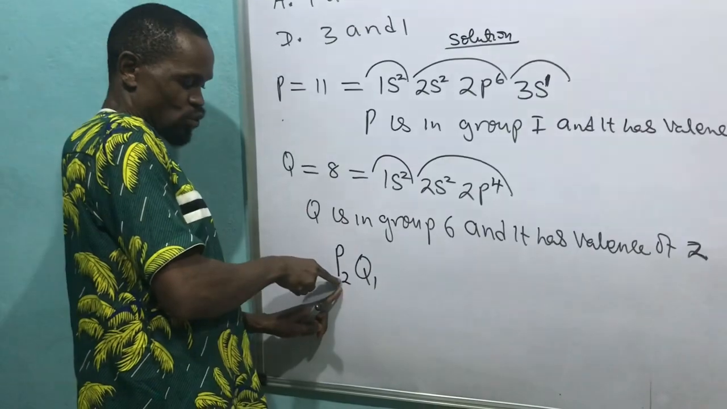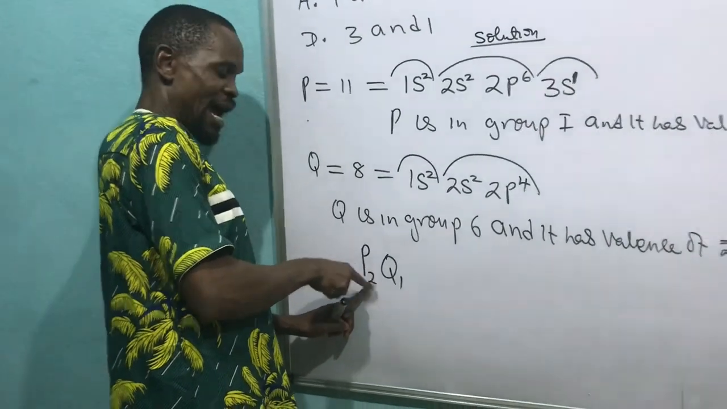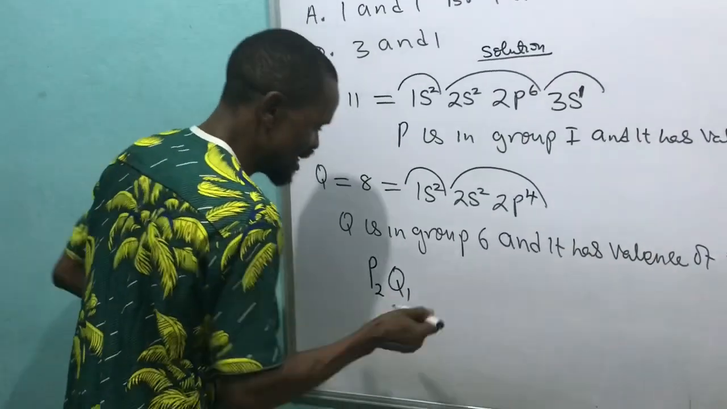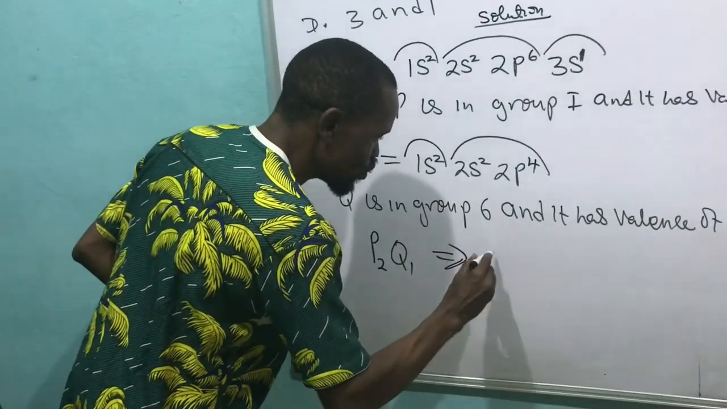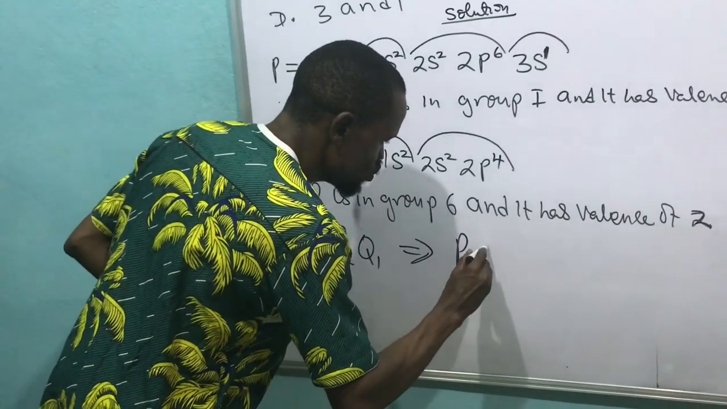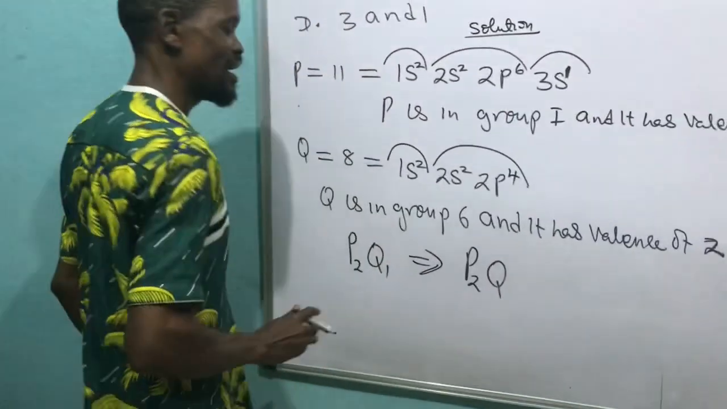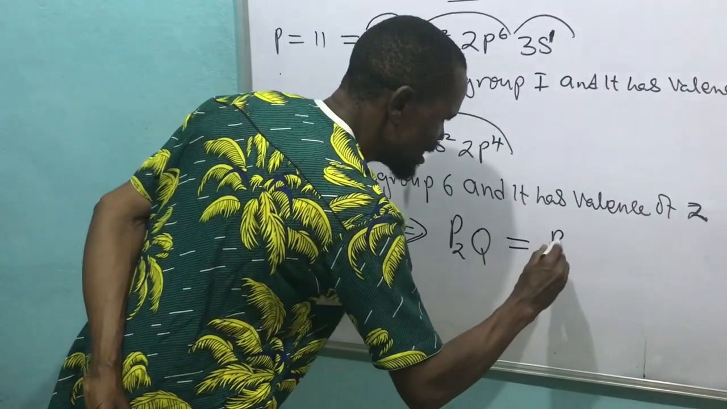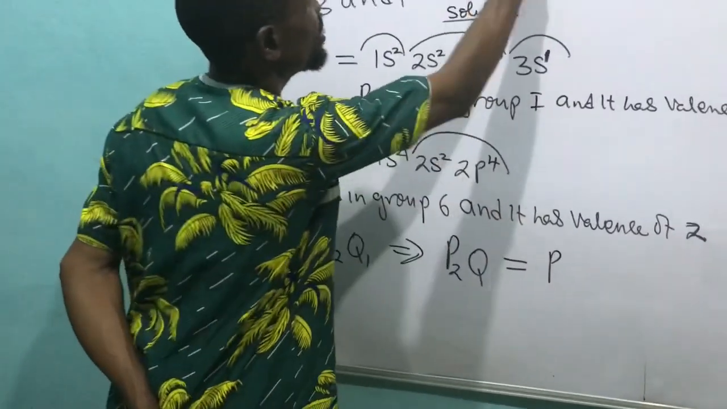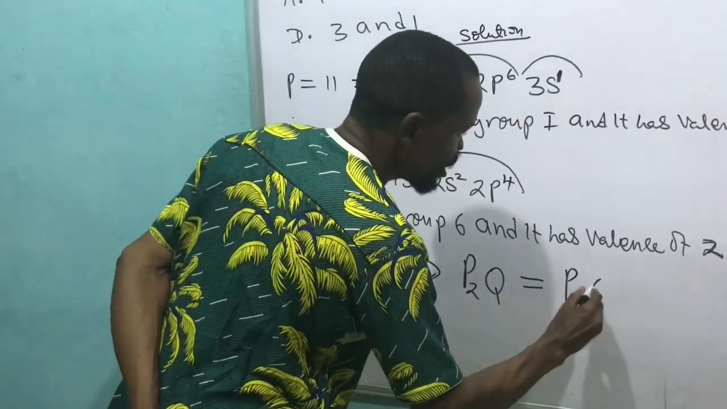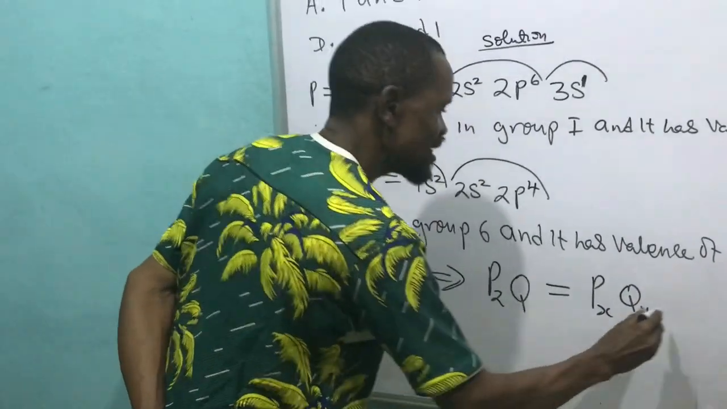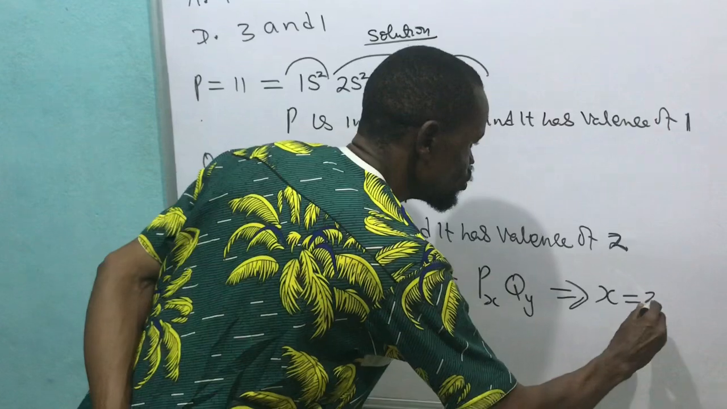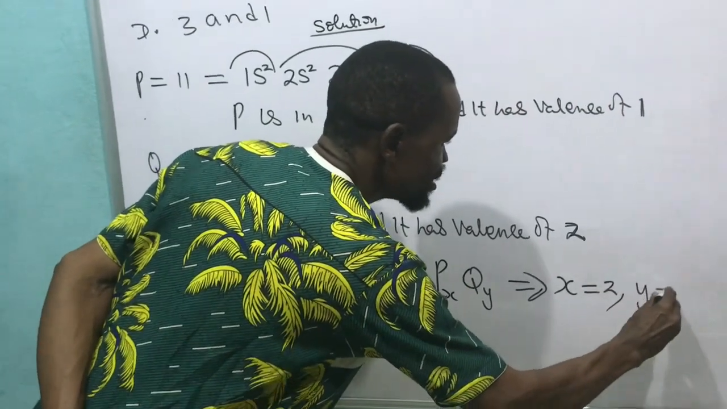Then the 2 will go with P, and the 1 which Q has will go with... and we will have this. That implies P to Q, which is 1 here. From the reaction they say P is X and Q is Y. That implies that X is equal to 2 and Y is equal to 1.